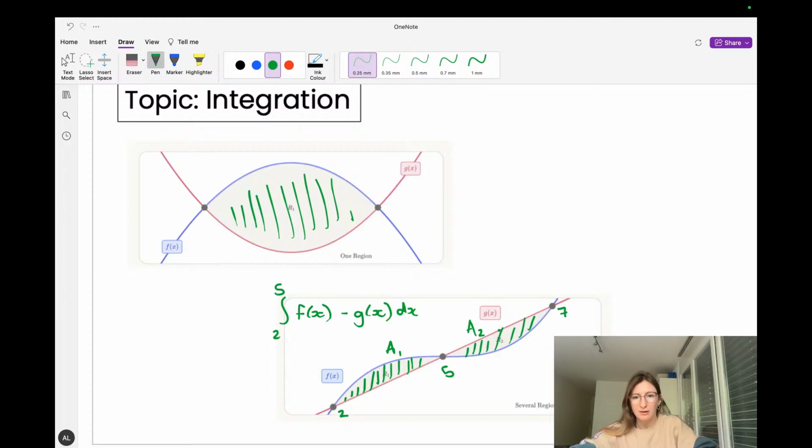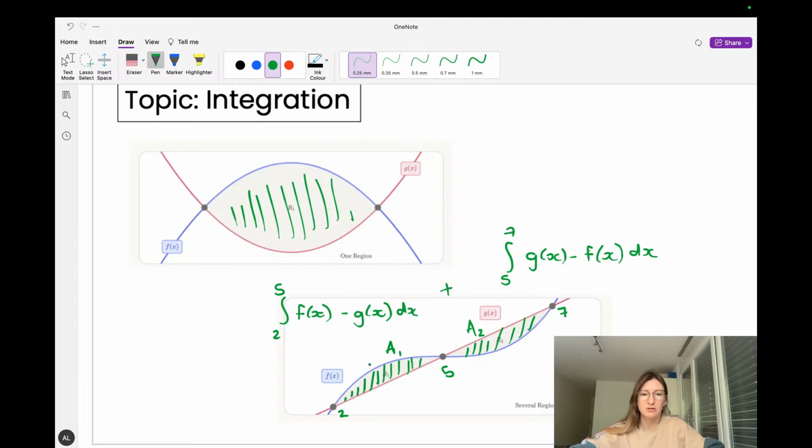But for this area, the red graph is on top. So we'll have to do g of x minus f of x, and that's from the interval 5 until 7. And then we just add those areas.